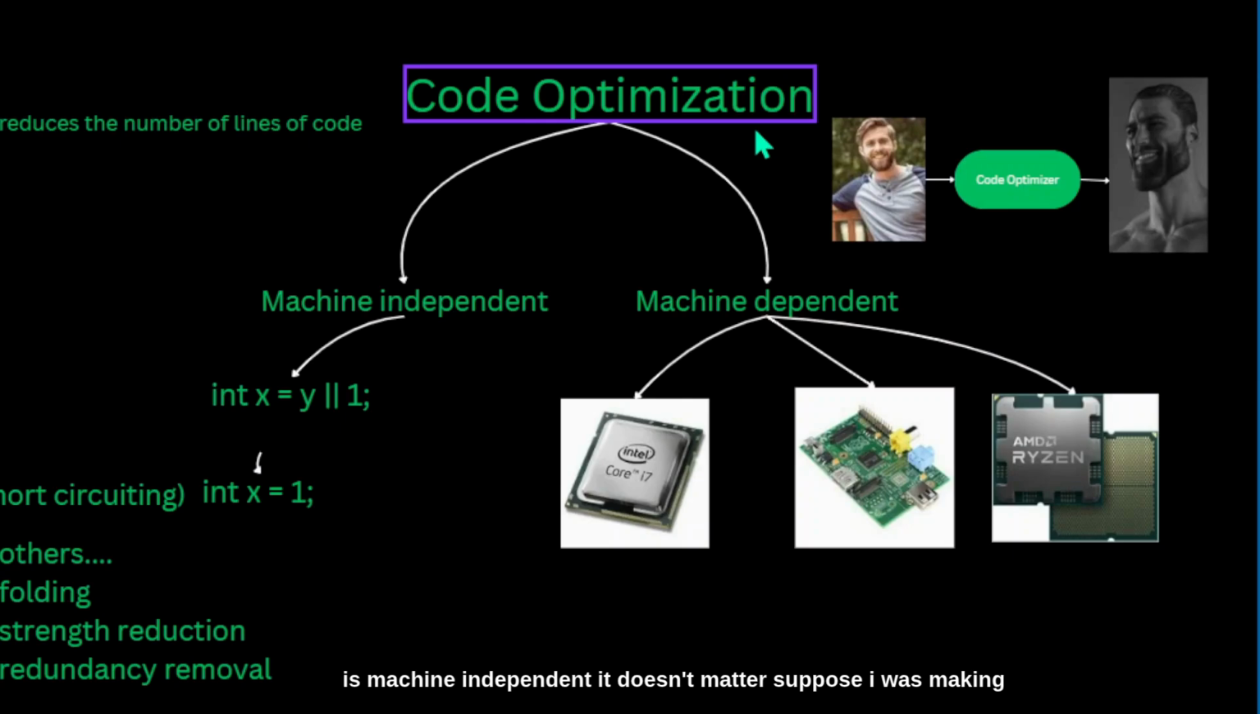It doesn't matter. Suppose I was making a compiler for the C language on a Raspberry Pi, then the front end of the compiler will work on a Raspberry Pi as well as some other microprocessor, let's say an AMD microprocessor, or there's thousands of others, I don't know. But the machine dependent part, which is the machine dependent optimization and the code generation part, will be different because assembly code for each microprocessor is different.